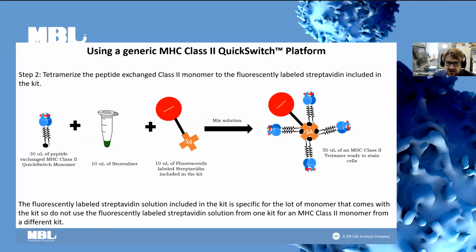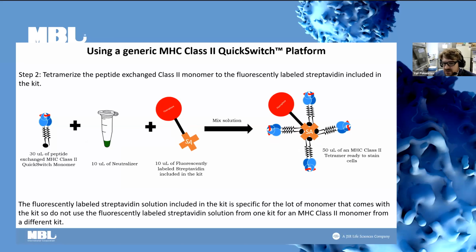But if you want to make an MHC Class 2 tetramer, then you have to proceed by adding 10 microliters of neutralizer and 10 microliters of fluorophore-coupled streptavidin to the 30 microliters or so of exchanged MHC Class 2 monomer solution. And after the addition of those two components, the MHC Class 2 tetramer is ready for staining cells.